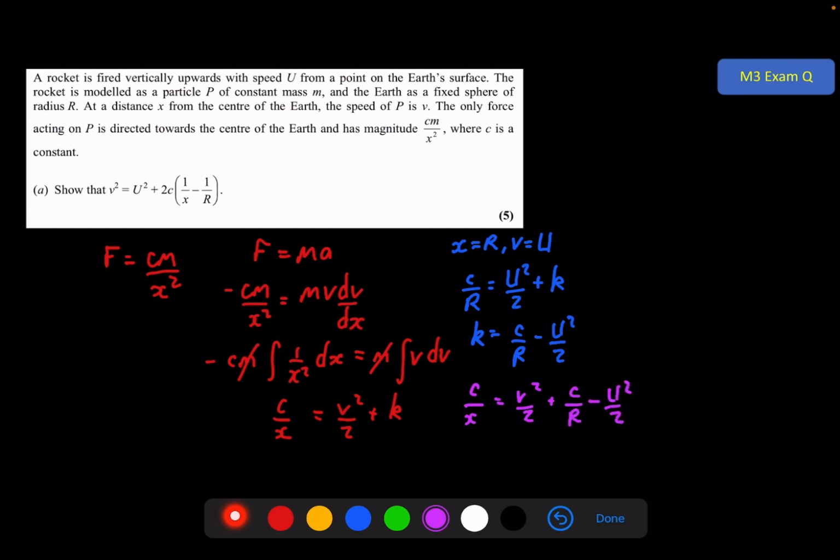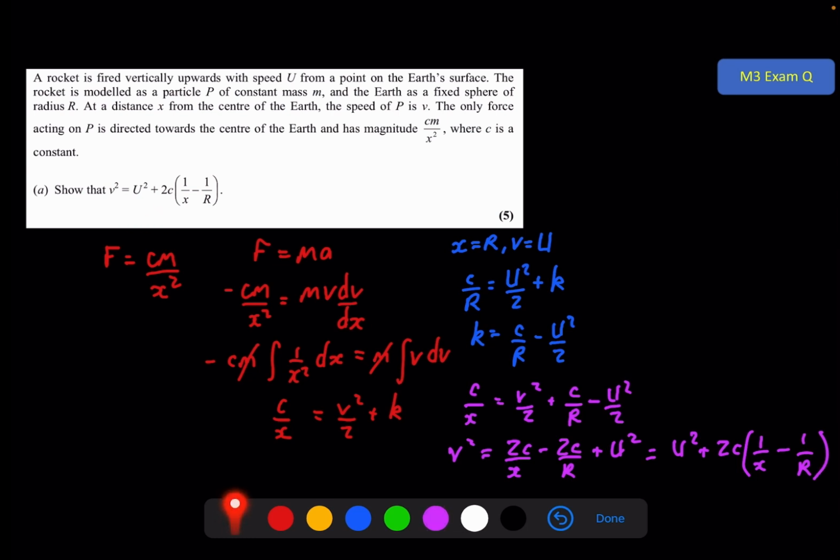Now I just need to rearrange into the format they want, so I'm going to multiply everything by 2 to get v squared and throw everything else on the other side. So v squared is equal to 2c over x minus 2c over r plus u squared. Now I can factorise out 2c from the first two terms and put u in front just to match what they've got: u squared plus 2c times 1 over x minus 1 over r.